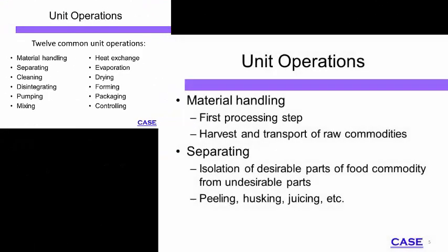Raw foods must be delivered from the production location to the consumer. Material handling is a critical unit operation. Examples of separating are removing the husks from corn and juicing an orange.